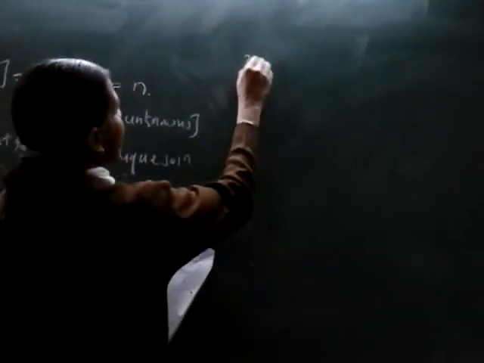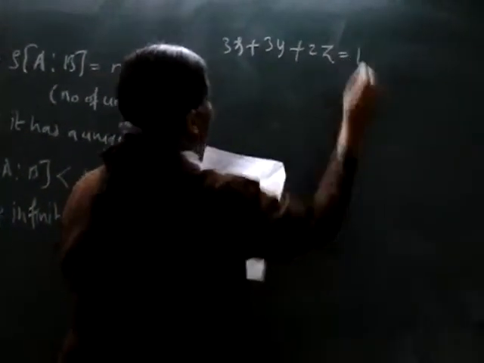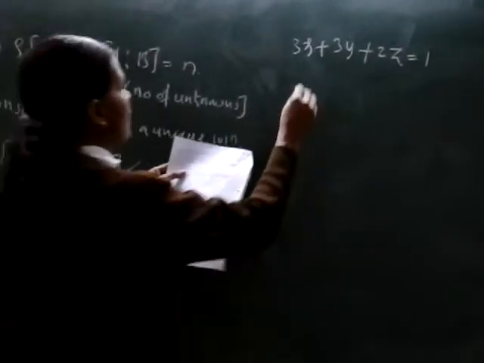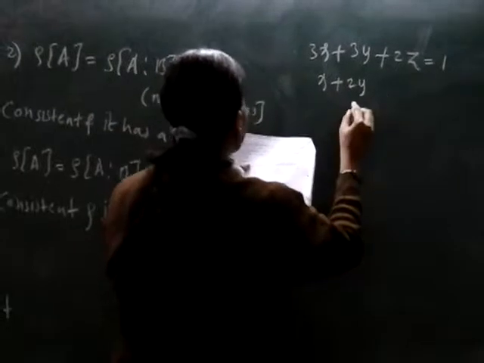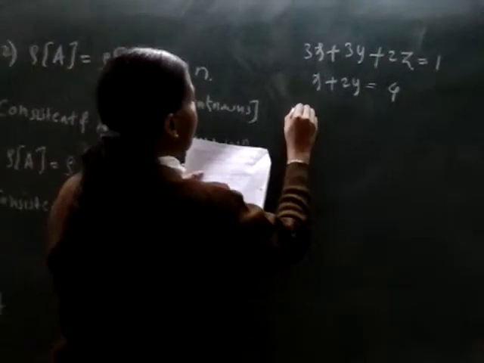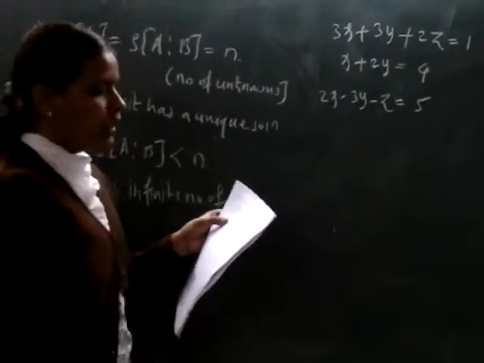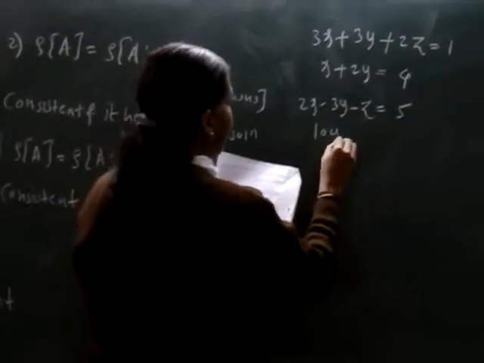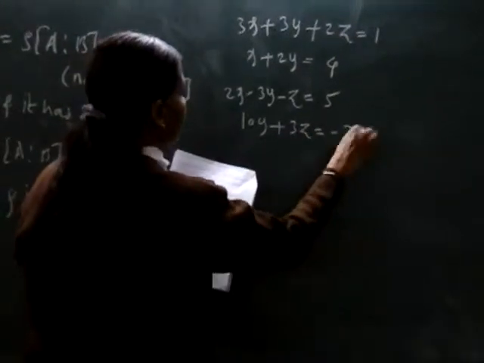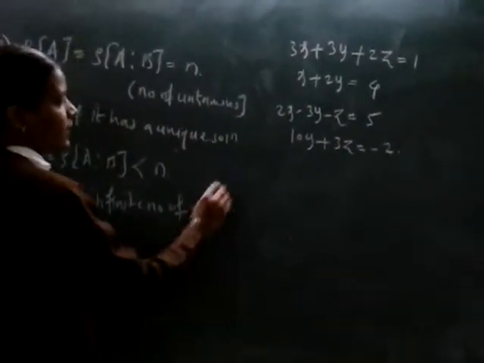Now consider the system of equations: 3x plus 3y plus 2z is equal to 1, first equation. Second equation is x plus 2y is equal to 4. Okay. Third equation, 2x minus 3y minus z is equal to 5, and the last equation, that is 10y plus 3z is equal to minus 2. Okay, we have to test the consistency for this given system of equations. So let us see how to solve this system of equations.